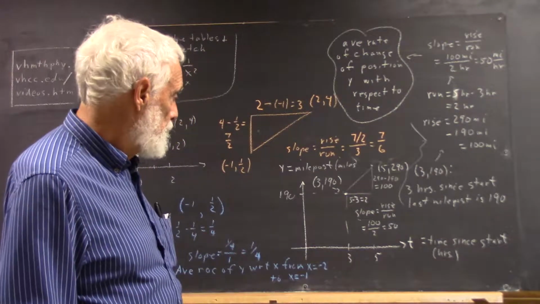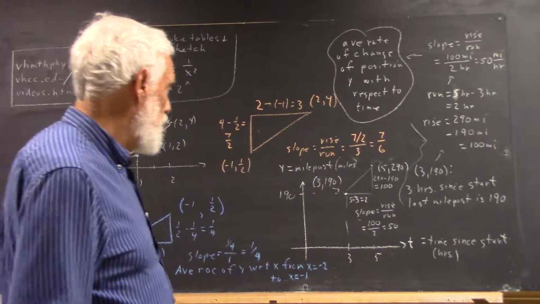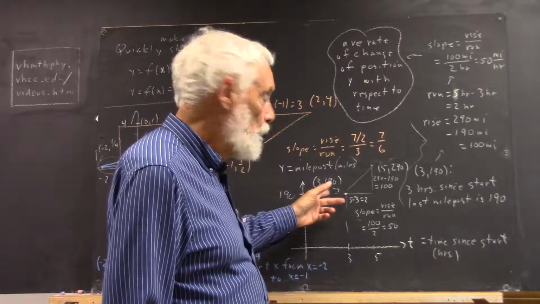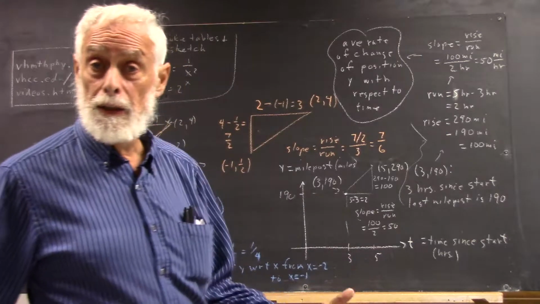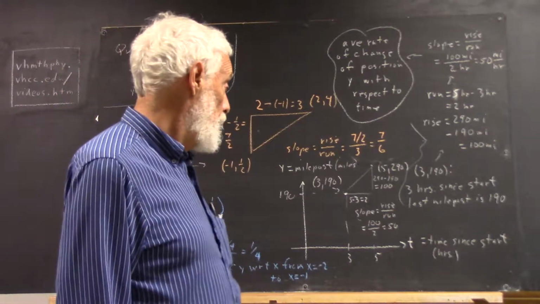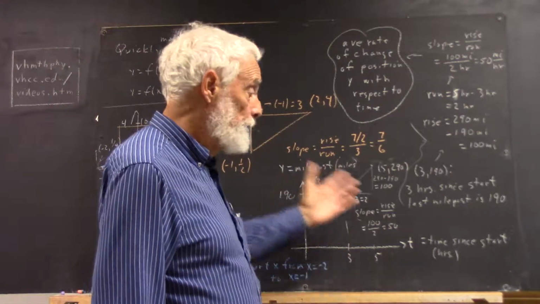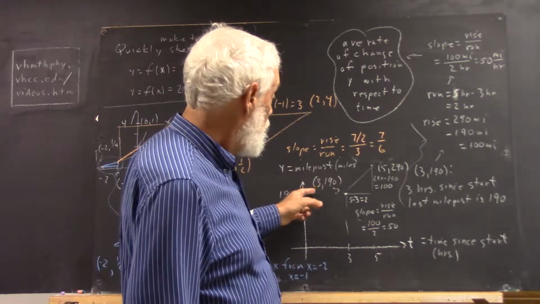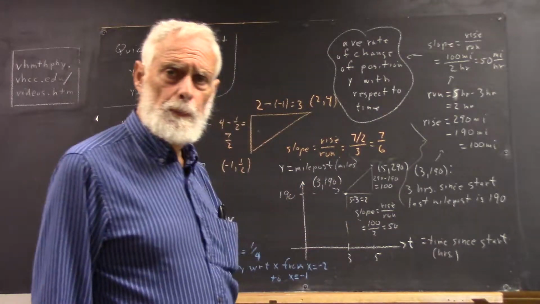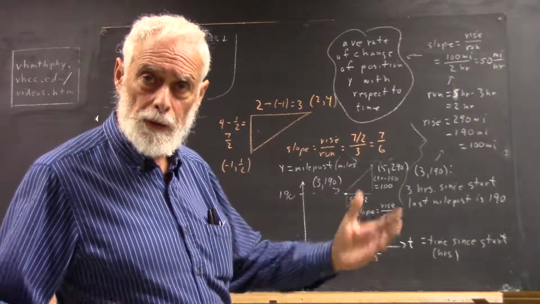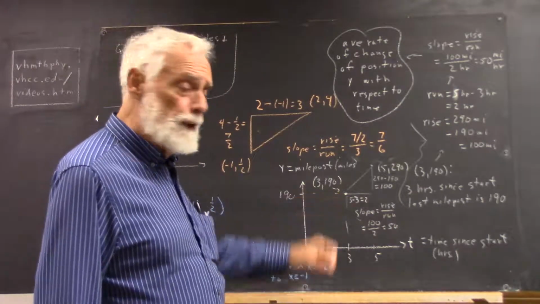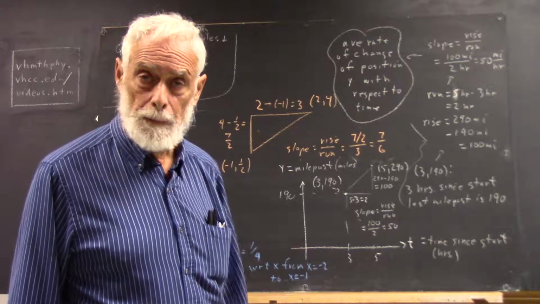Okay, so now the first thing I asked is, you've got the point (3, 190) on this graph. What does (3, 190) tell you? You have to be able to look at a graph that has a meaning and tell me what the coordinates of a point reveal about whatever it is that's happening. Now you're going up the interstate. What does (3, 190) tell you about your trip up the interstate?